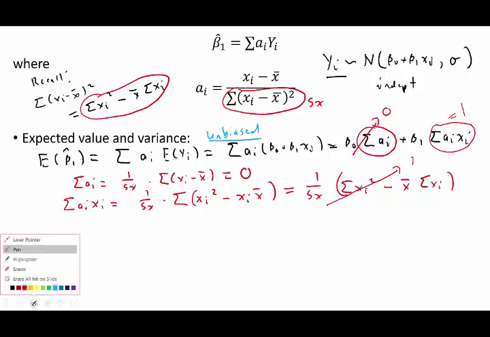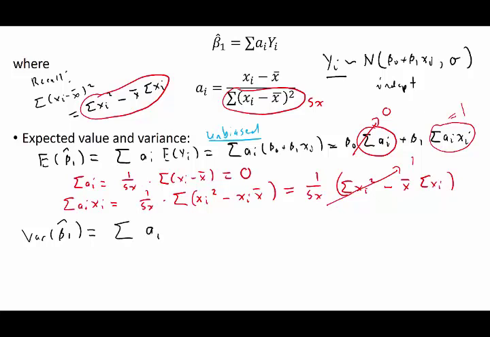Now, what about its variance? Its variance is important for forming confidence intervals and other things. Okay. So the variance of beta 1 hat. Well, using properties of variance and the fact that the yi's are independent, we can write this as a sum of ai squared times the variance of the yi's. Right? And the variances of the yi's are all sigma squared. So this just becomes sigma squared times the sum of the ai squareds.